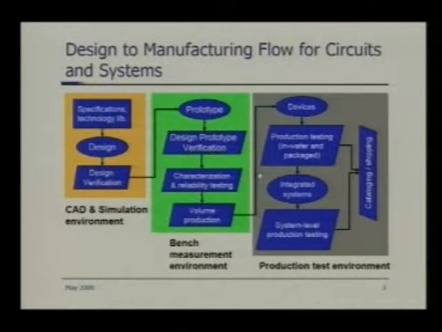So first we take on circuit design to manufacturing of circuits and systems. You see that there are 3 blocks. The first block on the very left-hand side is the CAD and simulation environment. The second block is the post-fabrication block, where we try to characterize the design prototype. The third block is the production test environment, which is used for volume testing of the circuit you have designed. On the left-hand side, what we start with is the specifications and the technology library.